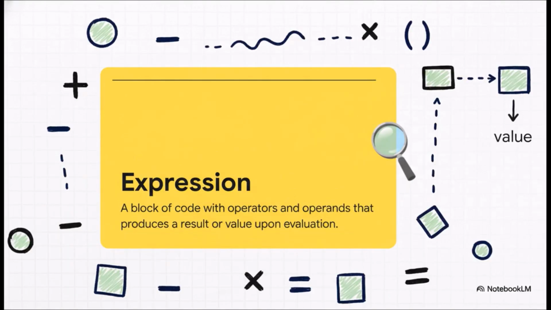Okay, so when you combine an operator with the actual data it's working on, you create what's called an expression. Let's take 6 plus 3. The plus sign, that's our operator. The numbers it's working on, the 6 and the 3, those are called the operands. And the whole thing together, 6 plus 3, that's the expression, which the computer then looks at, or evaluates, to get the final value 9.